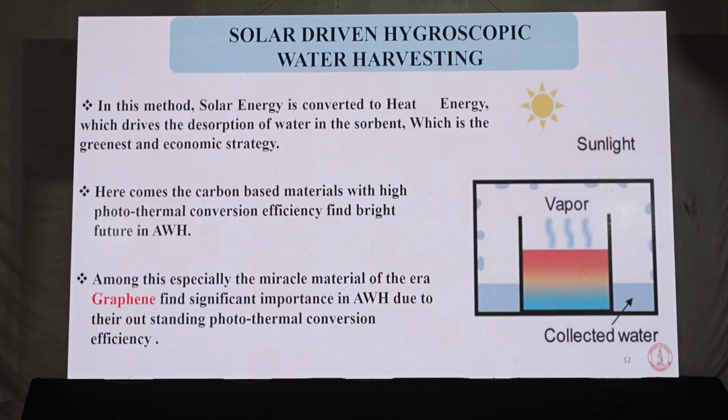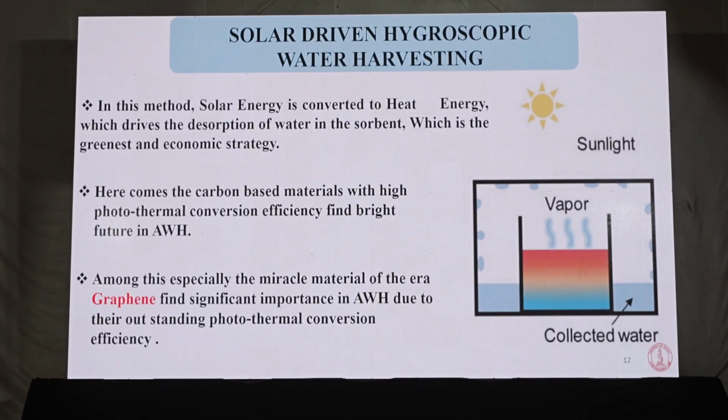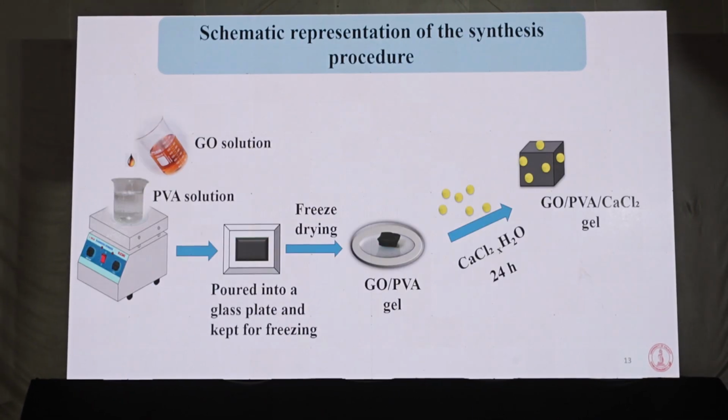So in our work, we have synthesized a graphene oxide, calcium chloride incorporated graphene oxide PVA gel as a super absorbent material for atmospheric water harvesting. This is the synthesis procedure that we have done.